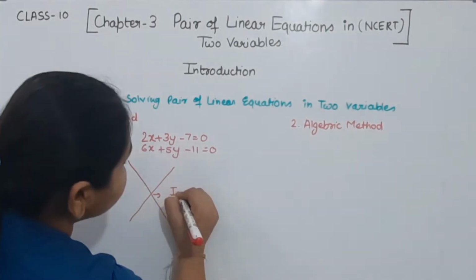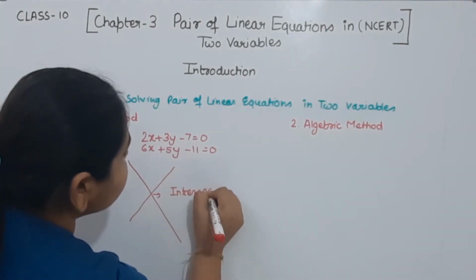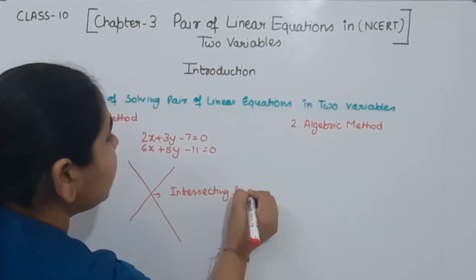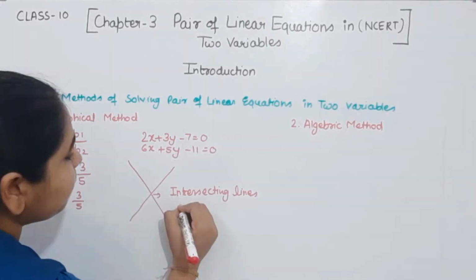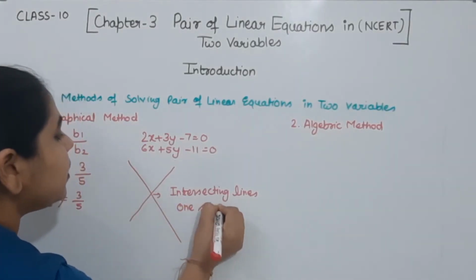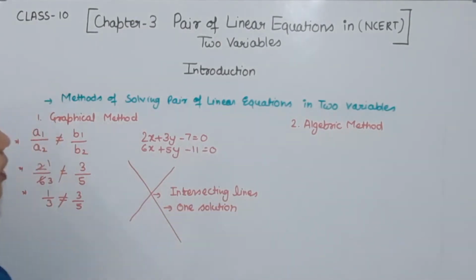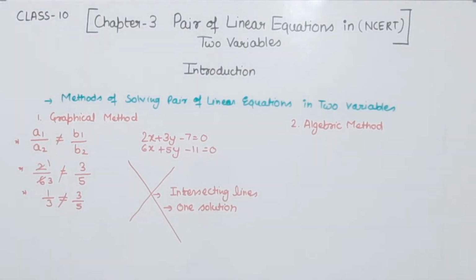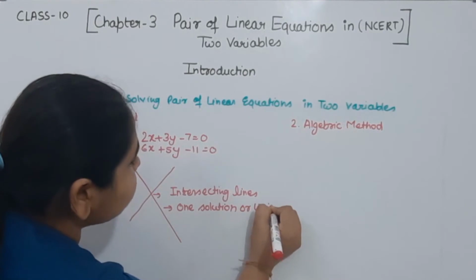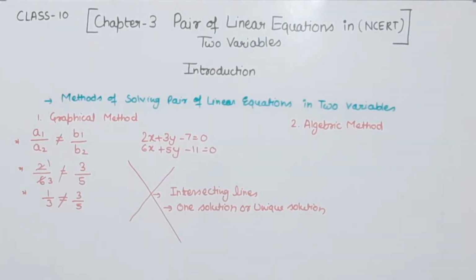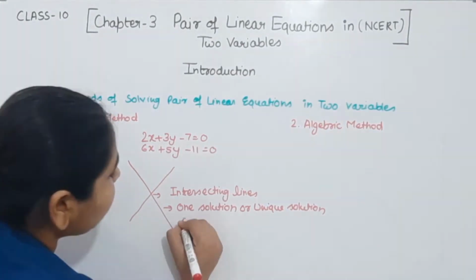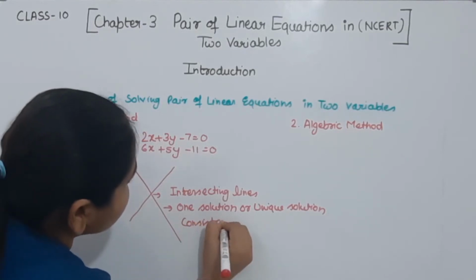So we will have intersecting lines. If A1 by A2 is not equal to B1 by B2, then we'll have intersecting lines. That means where both of them intersect each other, they will have only one solution. Both linear equations will have one solution, or you can say a unique solution. Now, they are intersecting lines having a unique solution, so they are consistent. We are going to write here, they are consistent.